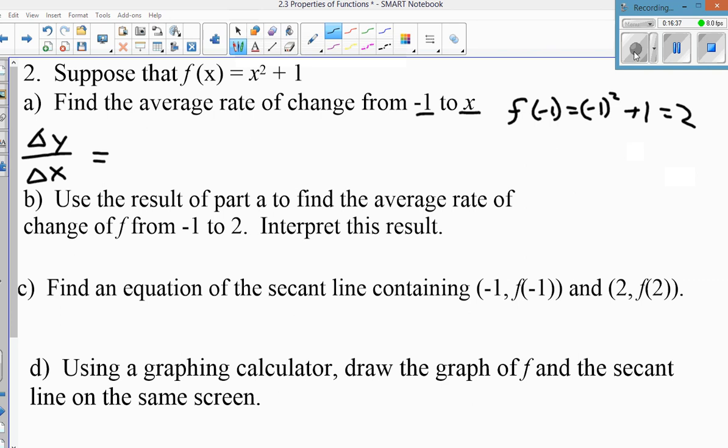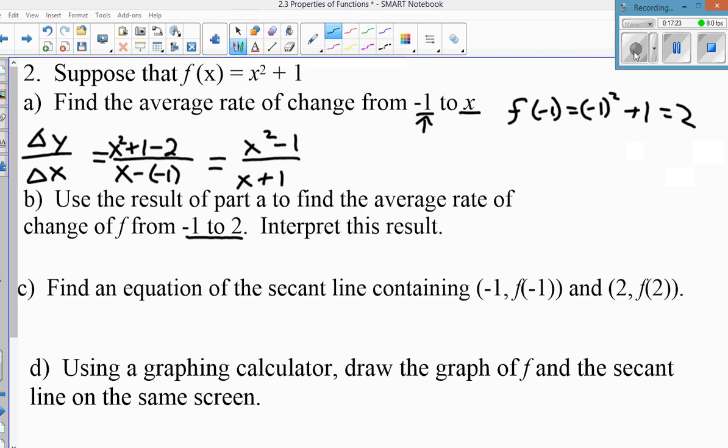I'm going to start with my x. So I'm going to have x minus the negative 1. And then my function at x is x squared plus 1. And then I have to subtract the y value at negative 1, which is 2. So at this point, I get x squared minus 1 over x plus 1. So now this is a function that will tell me any secant line connecting negative 1 to any other value. So part 2 says, find that value from negative 1 to 2.